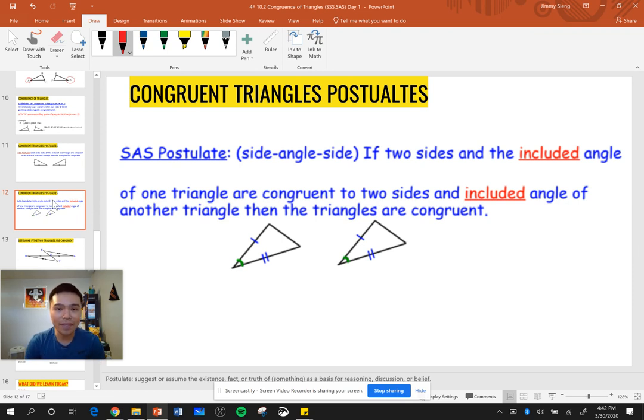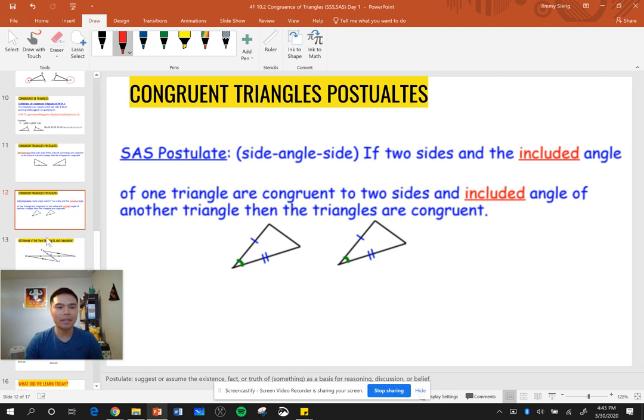Next one is side angle side. Side angle side is if the two sides and the included angle of one triangle, so notice the one on the left side, are congruent to the two sides and included angle of the other triangle, then they have to be congruent to each other. Notice those two dashes: you got the one dash, then the two dash, and then you have the angle there in green. Because both of them are side angle side, the whole triangle is congruent.